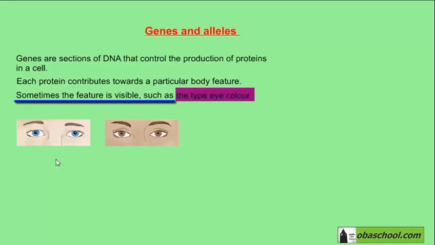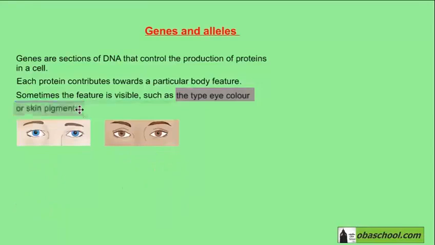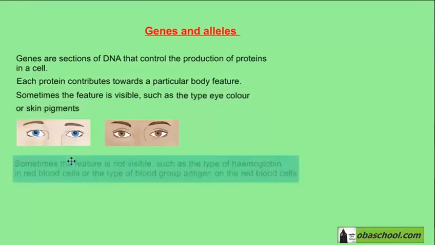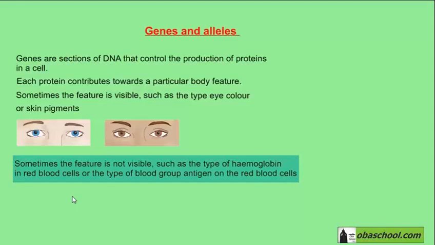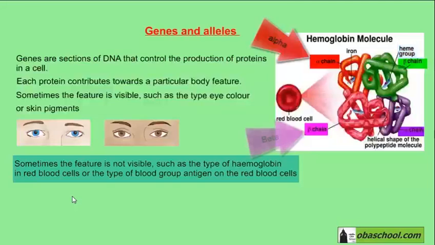For example, we have blue eyes, brown eyes, green eyes, black eyes, and so on. They can control other things like skin pigment. Sometimes these features are not visible, like the type of hemoglobin found in the red blood cells, since we have different types of hemoglobin, the type of blood group on the red blood cells, and so on. We can have type alpha or type beta hemoglobin. This also depends on the genes.